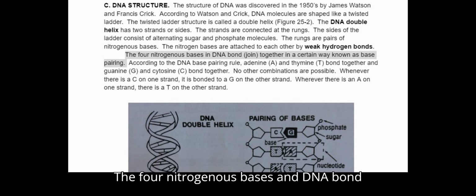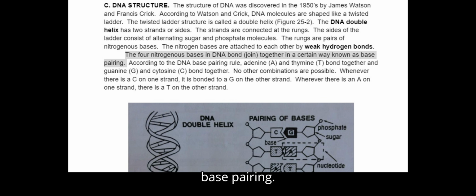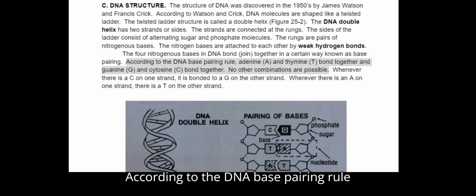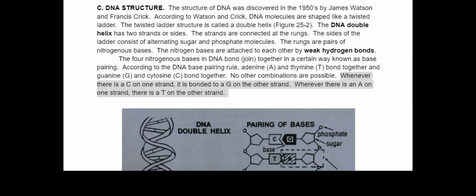The four nitrogenous bases in DNA bond, join, together in a certain way known as base pairing. According to the DNA base pairing rule, adenine, A, and thymine, T, bond together, and guanine, G, and cytosine, C, bond together. No other combinations are possible. Whenever there is a C on one strand, it is bonded to a G on the other strand. Wherever there is an A on one strand, there is a T on the other strand.